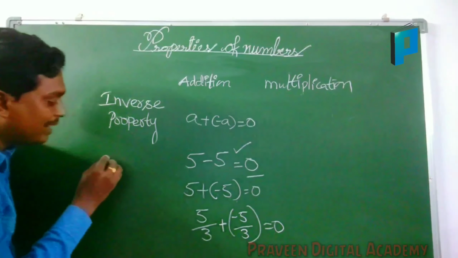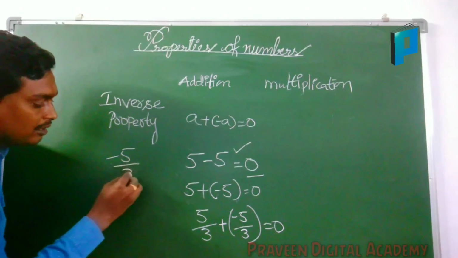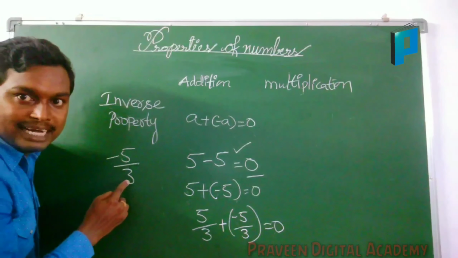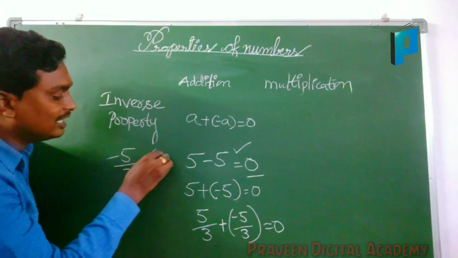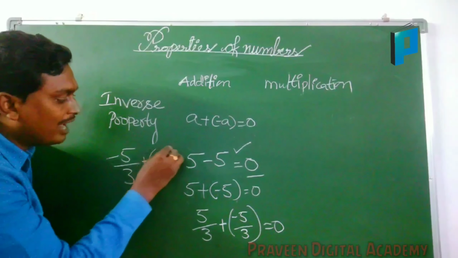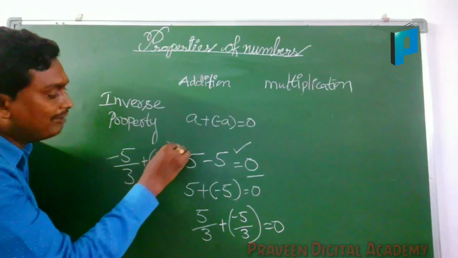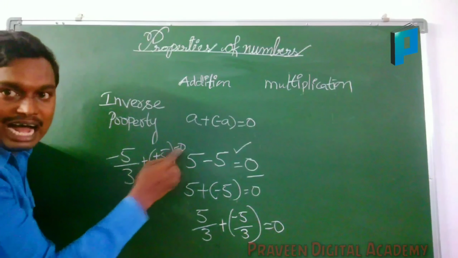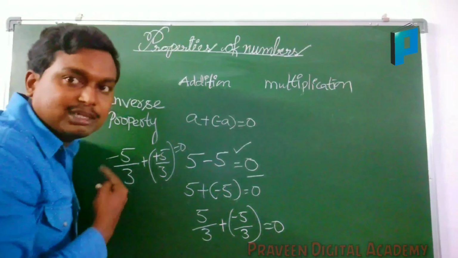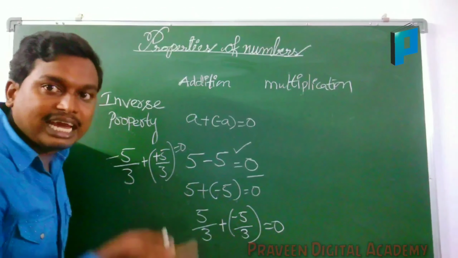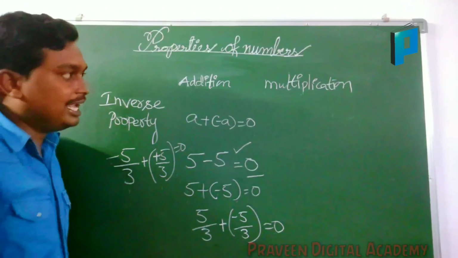If you have minus 5 by 3, what is the additive inverse? Here minus is there, so it will be plus 5 by 3. If you add both, you will have the answer 0. The additive inverse of minus a is plus a. The additive inverse of plus a is minus a.